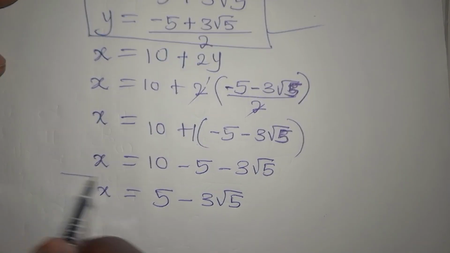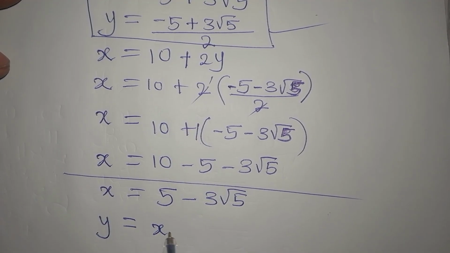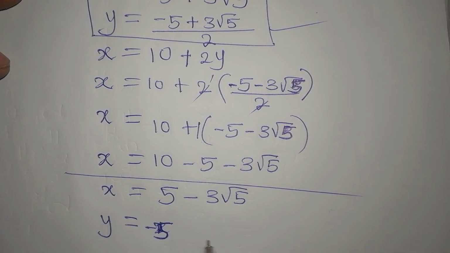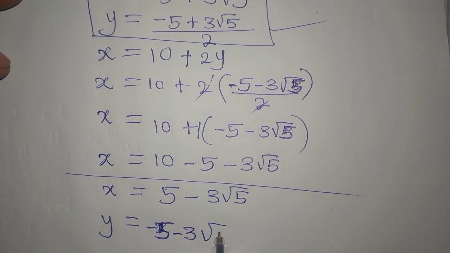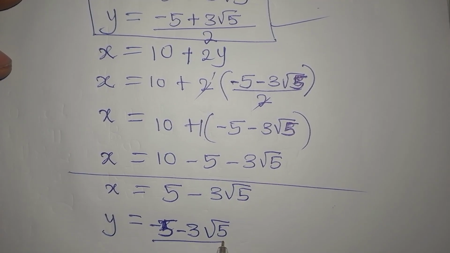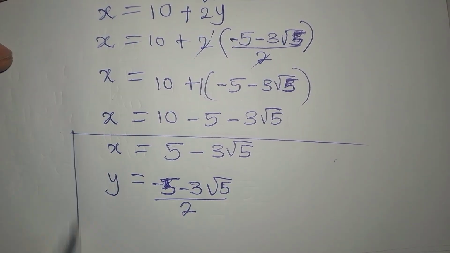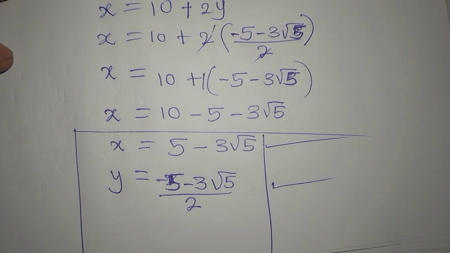And when x is this, remember that y is minus 5 minus 3 root 5, everything over 2. Okay, so when x is this, y equals this.